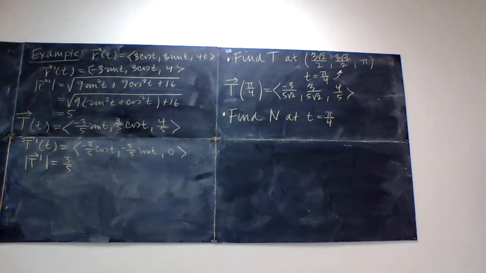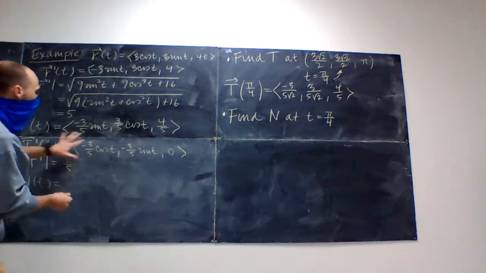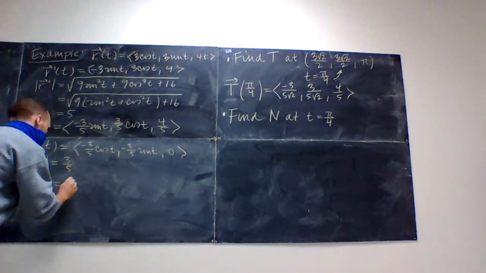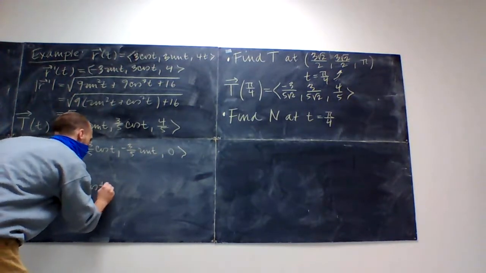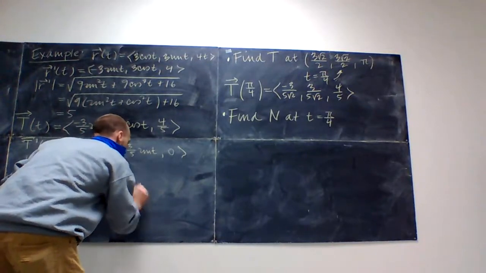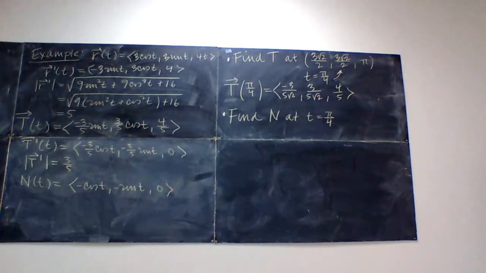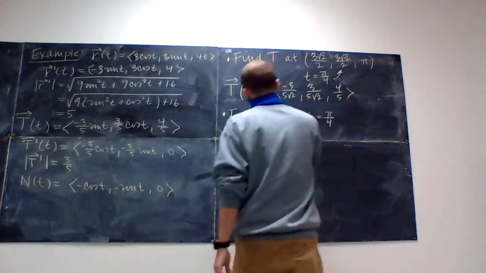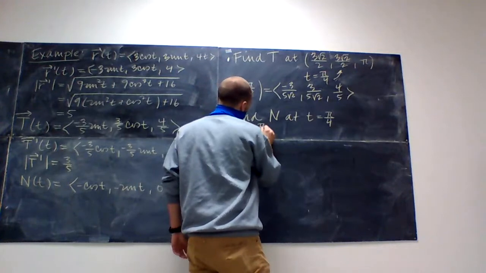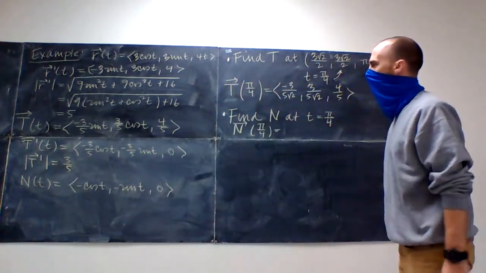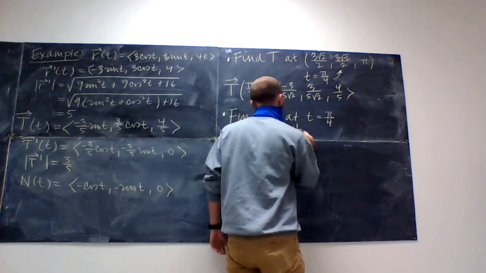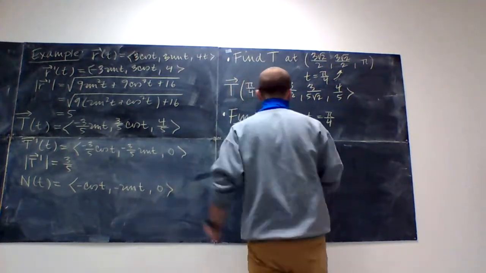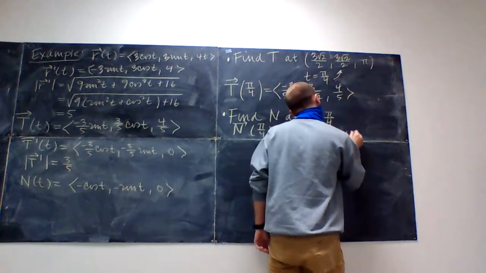So, since the unit normal vector is T prime divided by the length, I just need to divide everything by 3/5. So it's really 5/3 of all of this, but those are actually really convenient. It's just going to be negative cosine t, negative sine t, and 0. That's super convenient. Okay, so at t equals pi over 4, N is going to equal negative cosine, which is negative 1 over square root 2, negative sine, same thing, negative 1 over square root 2, and 0.